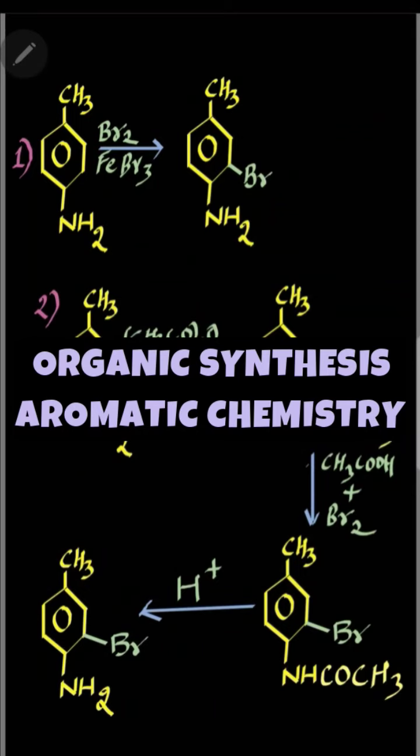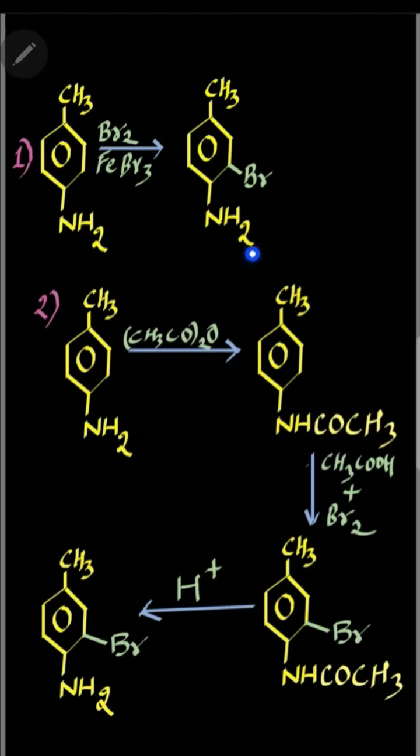So in this particular slide, you can see you have been given two reactions, and in these two reactions, your product is the same. In the first reaction, you are doing the bromination of para-aminotoluene and getting the bromine substituted product. Similarly, in the second reaction, you are doing the reaction in different steps, and finally you are getting the same product at the ortho position relative to your NH2 group. It is again the bromine substituted product. So this product and this particular product, they both are the same.